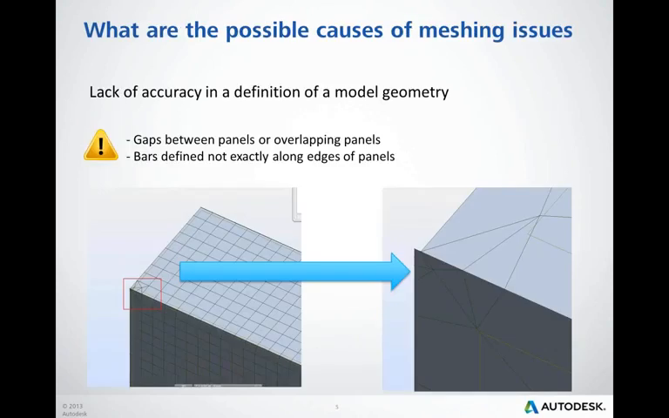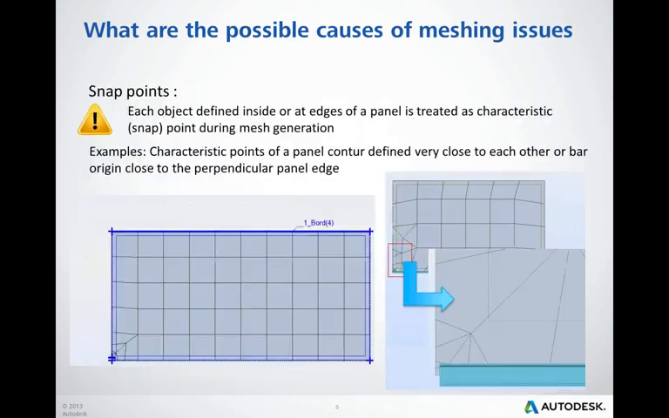From our experience, the most common cause for issues with meshing is by far lack of accuracy in the definition of the geometry of a model. Typical errors include gaps between panels, partially overlapped panels, parts defined not exactly along edges of panels. It also often happens that contours of panels have additional or inaccurately defined characteristic points which have negative influence on meshing. The latter is most of the times caused by snapping to other objects than intended, so be careful where you click while defining panels.